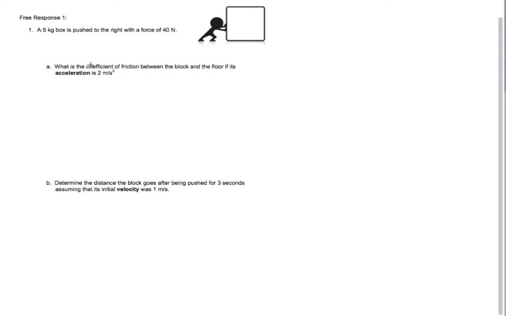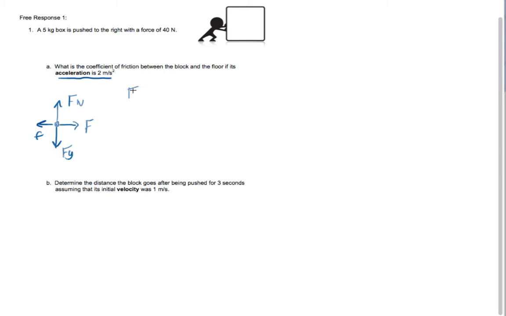All right, so a 5 kilogram block is pushed to the right with a force of 40 newtons, and we want to know the coefficient of friction between the block and the floor if its acceleration is 2 meters per second squared. That means it's accelerating, and that means the forces are not balanced. So let's draw a free body diagram. I've got the normal, I've got the weight, I've got the pushing force, and I've got the friction force.